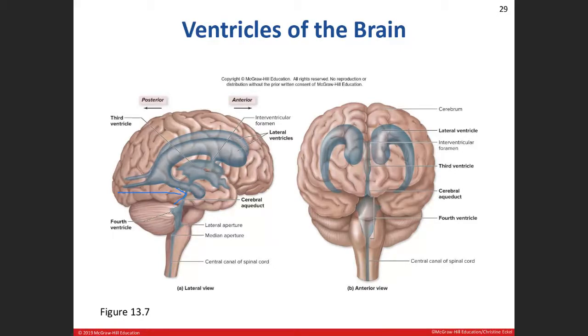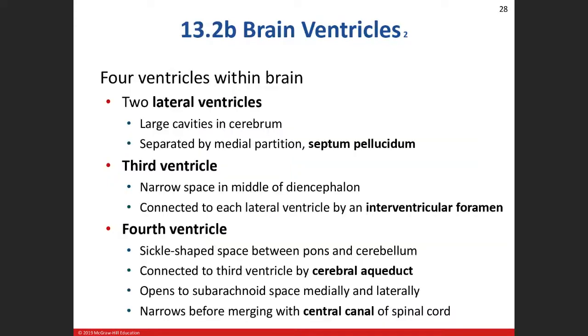You can see it better here. Here's the third ventricle right here, and then the cerebral aqueduct drains the third down here into the fourth.